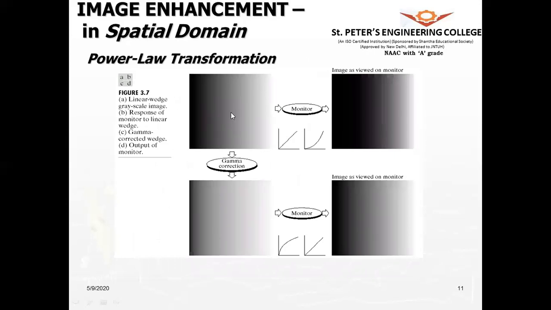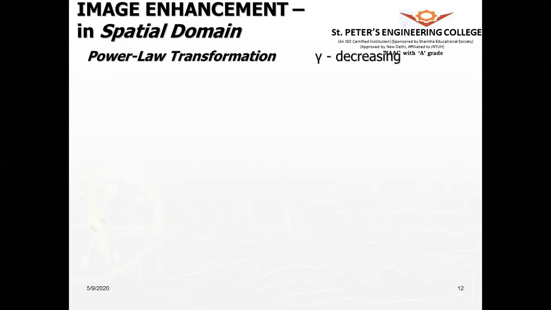So this is the monitor. This is the screen to be displayed, but you don't get that on the monitor. So the input and output appear different. Therefore, you do the gamma correction here, and then you get almost the same output as the input at the monitor. So this is a gamma corrected output.